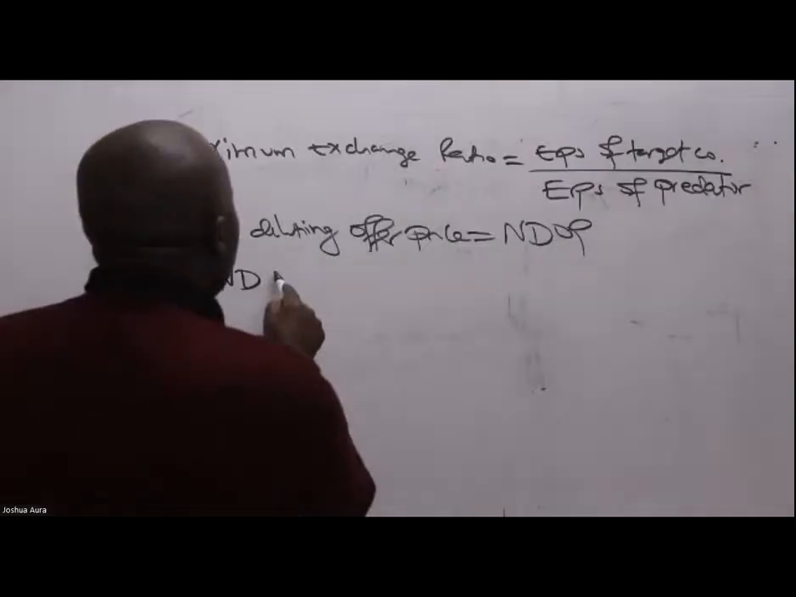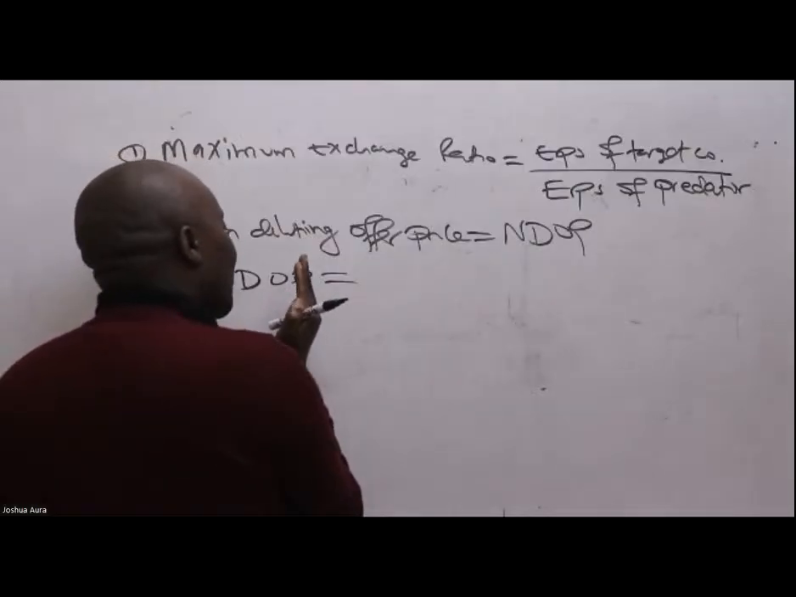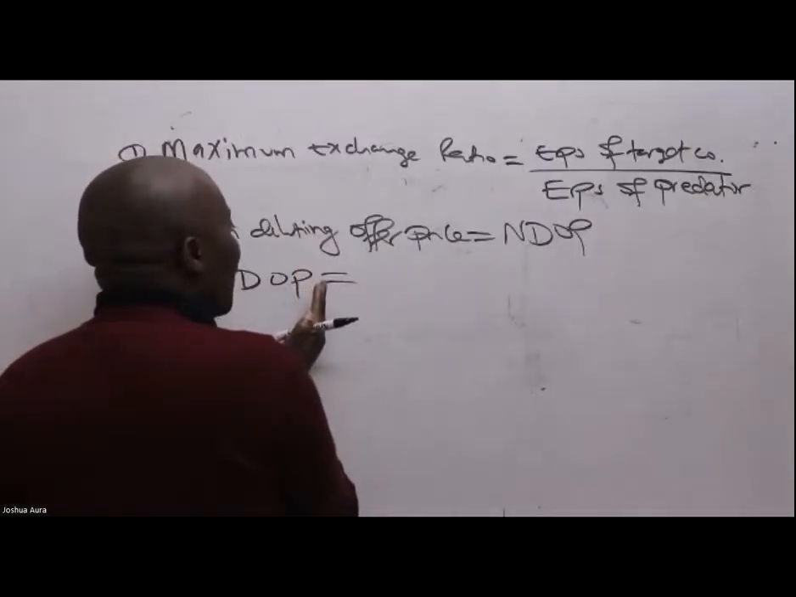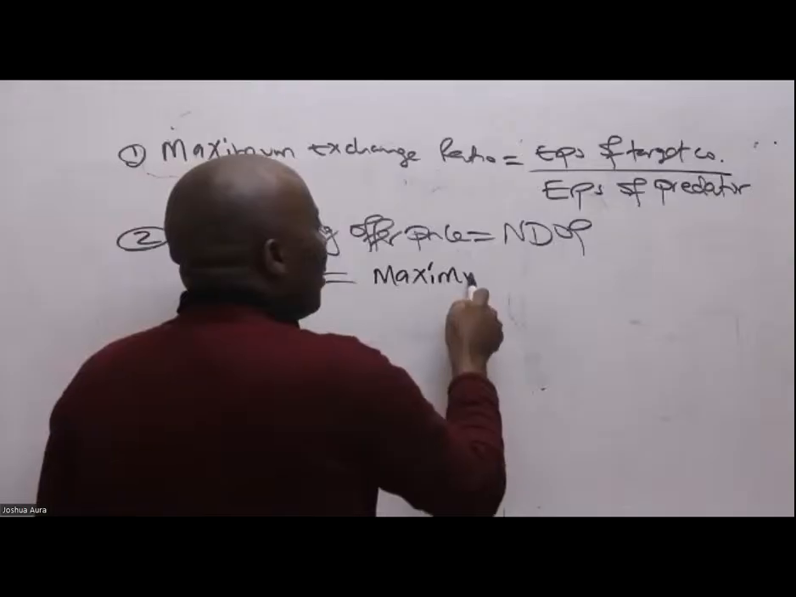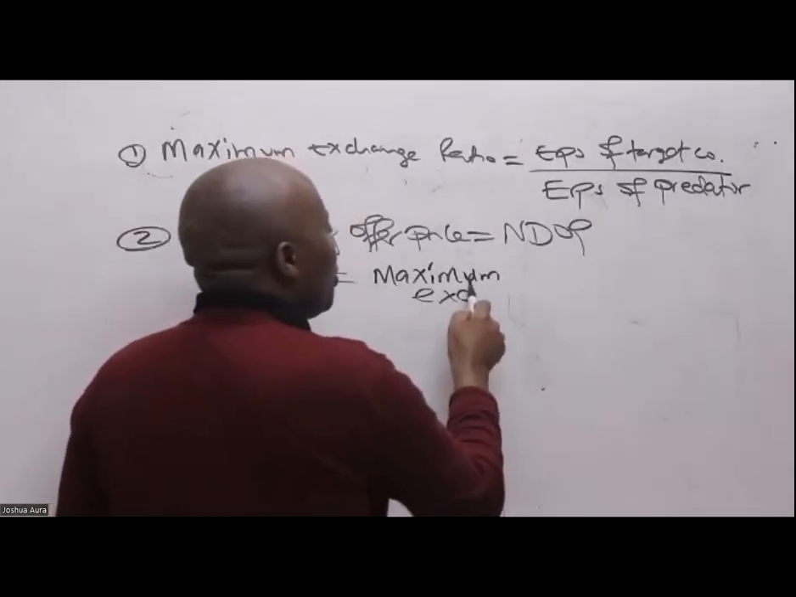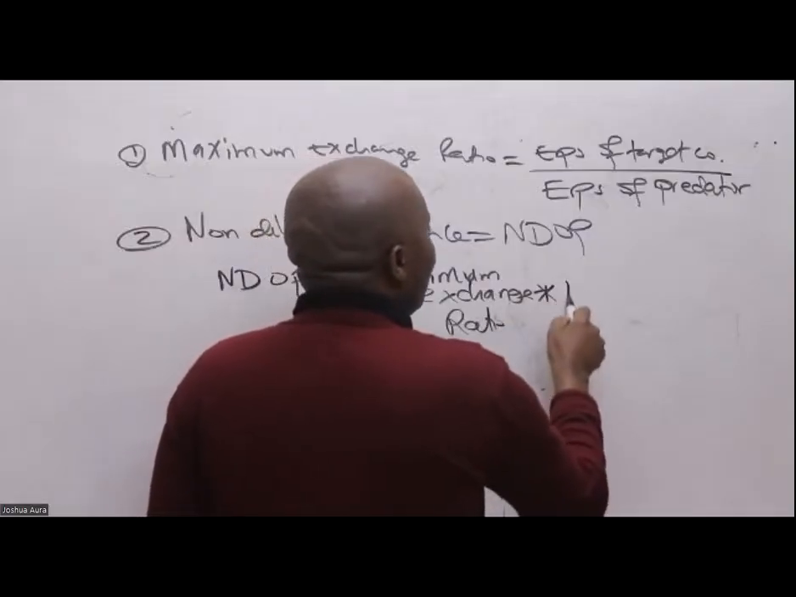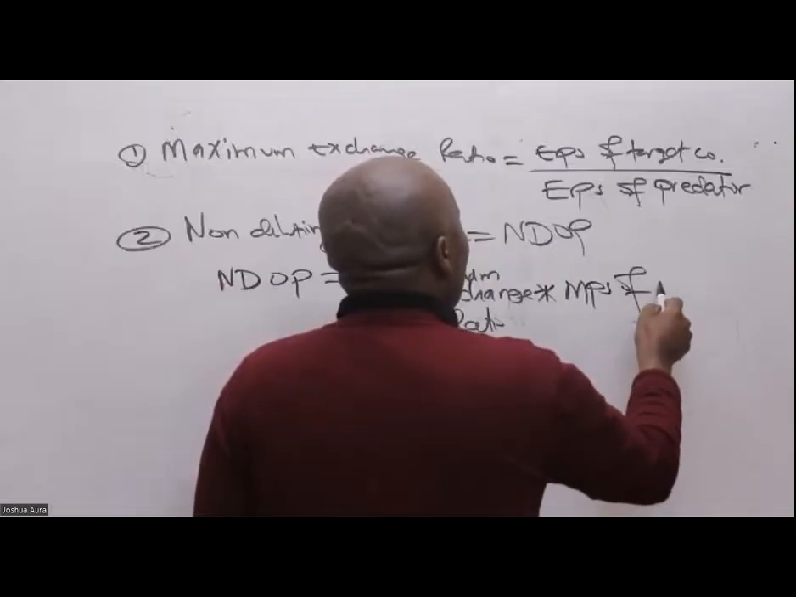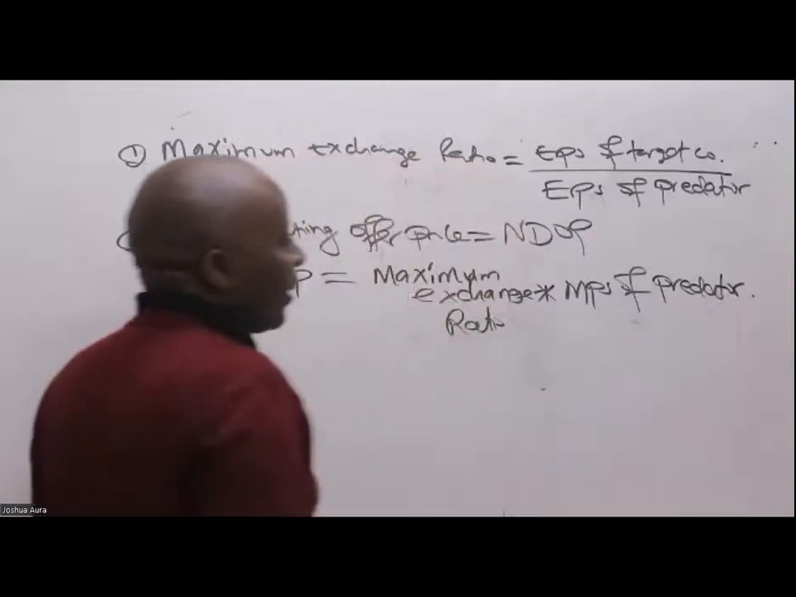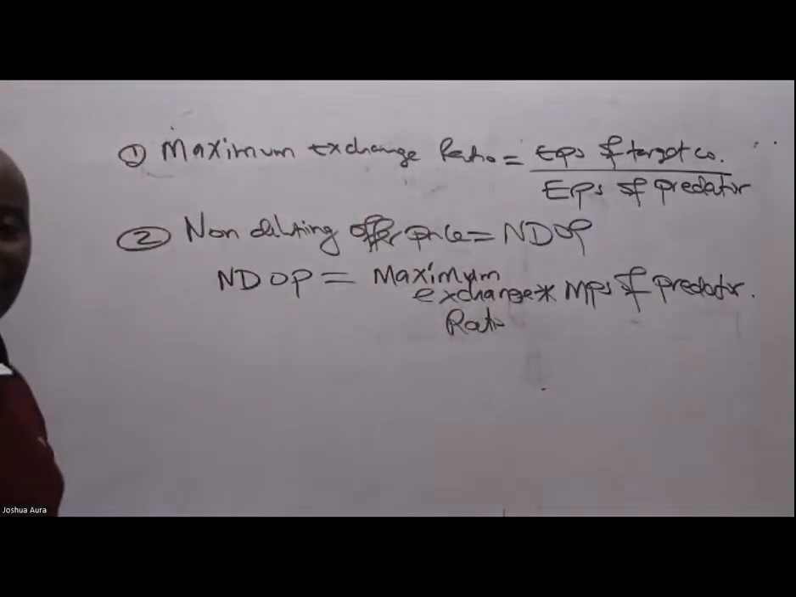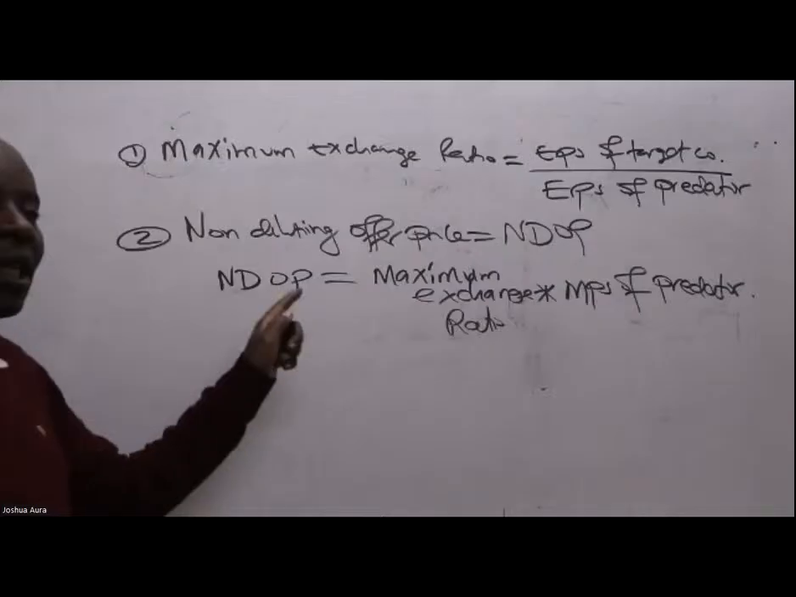NDOP. The easiest way that I taught you to remember this formula is, at any time you want to get NDOP, always think about maximum exchange ratio, times MPS, not MPS of the target, but MPS of the predator company. Very, very important.